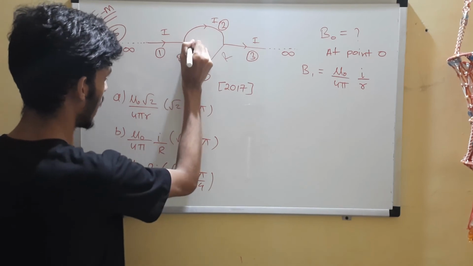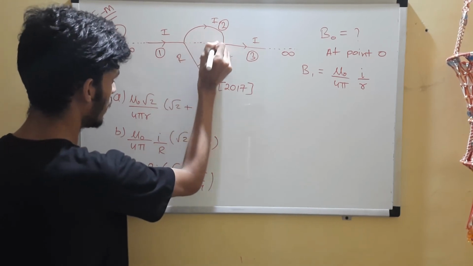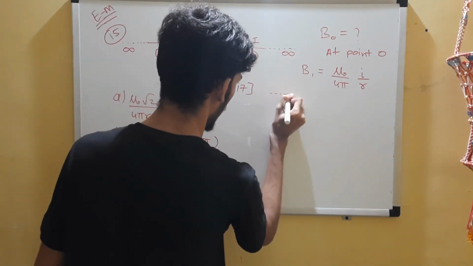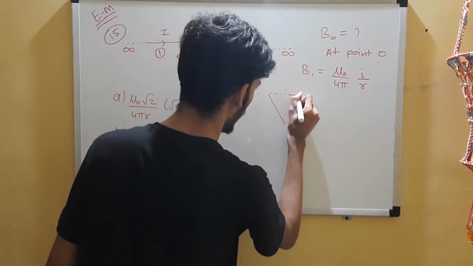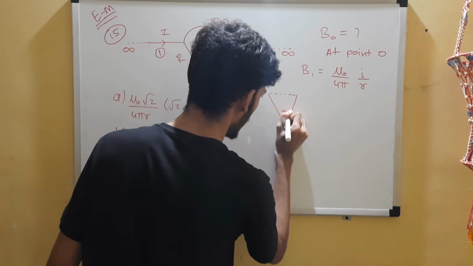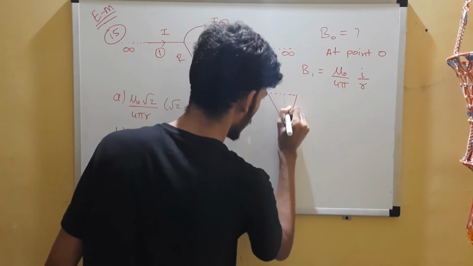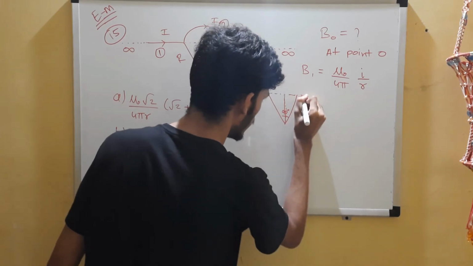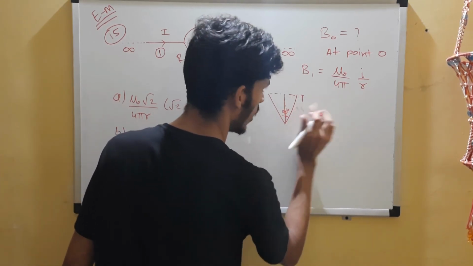So we'll just extend this wire, and let's find that. I have extended that wire. Here we have that arc. This is 90 degrees. So you want to find this distance over here. This distance you want to find. Let's call it small r.